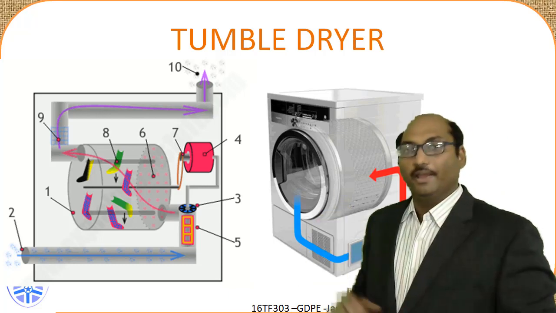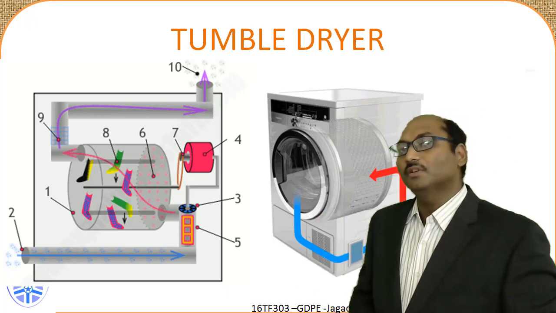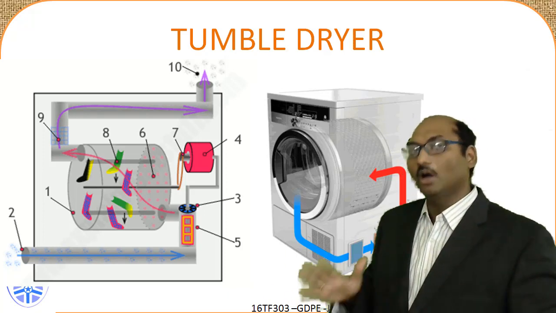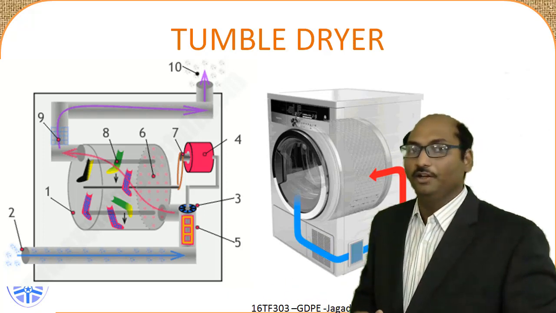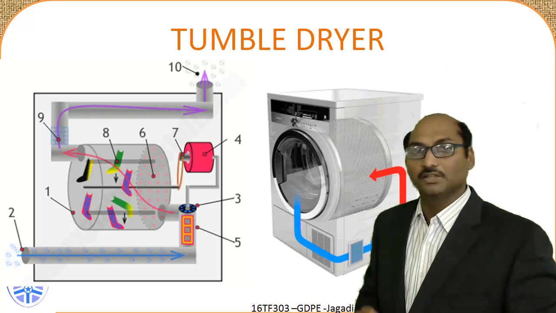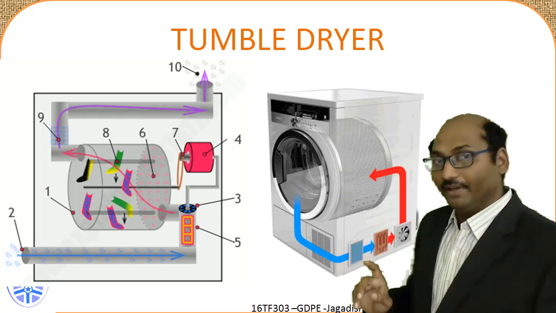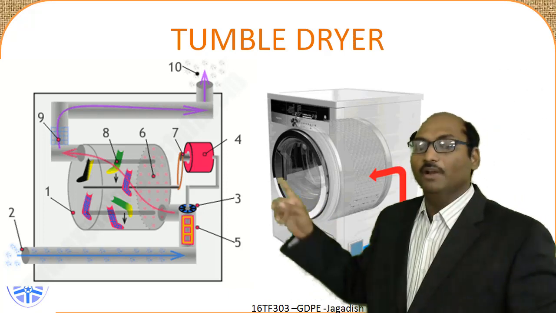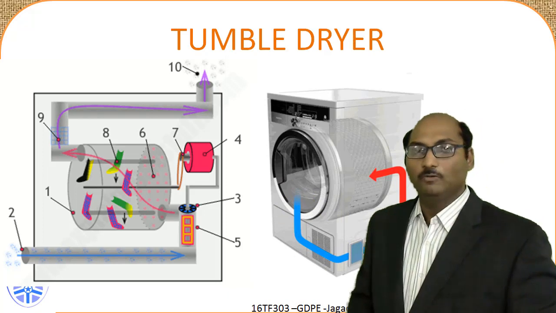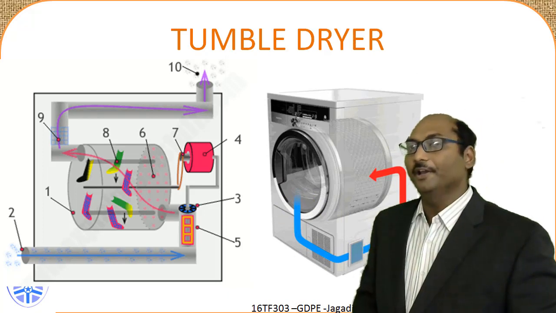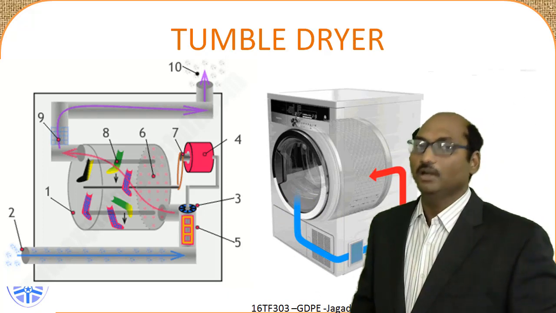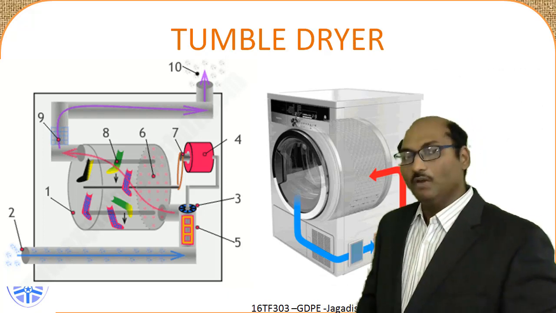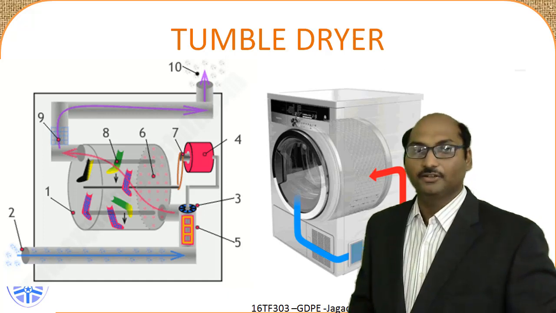This is a tumble dryer. The operation is simple and same in case of a domestic tumble dryer or an industrial tumble dryer. In case of an industrial tumble dryer, the capacity will be more. In this figure, you see number one is the perforated drum, which varies depending upon the capacity of the dryer. Okay, and 2 is the inlet valve. The air will be let in.